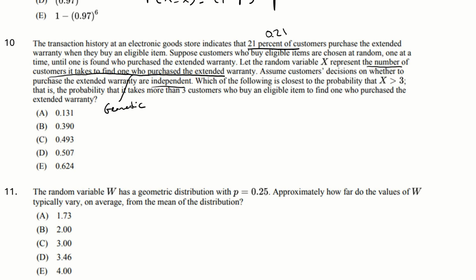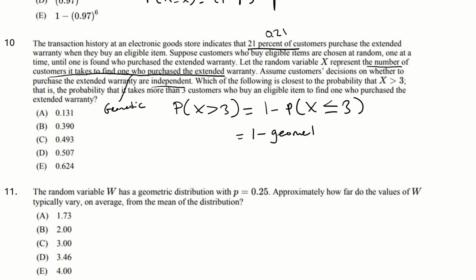The probability it takes more than 3 customers who buy an eligible item to find one who purchased the extended warranty. All right, so we want the probability that x is greater than 3. So the opposite of that is 1 minus the probability that x is less than or equal to 3. And we do that because we want this to be less than or equal to so that we can use the geometric CDF function, okay? So we get 1 minus geometcdf, and then we want to say, okay, my probability of success is 0.21, and then we got the value x is equal to 3. We can calculate that and see what we get.